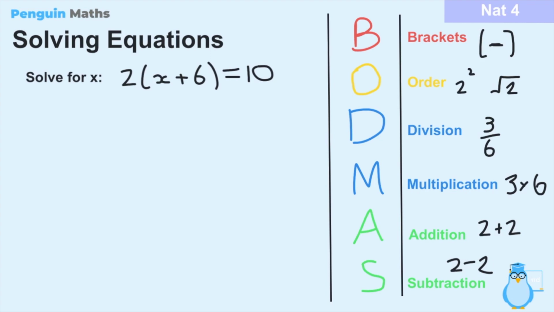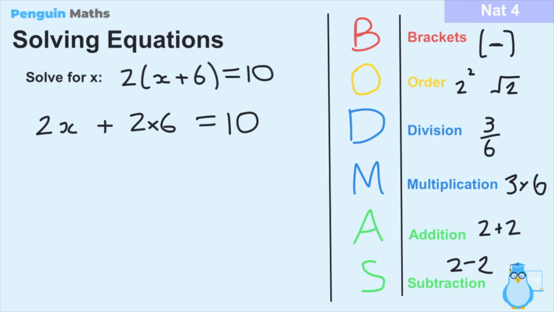So we know straight away we have this set of brackets, and that is the first thing that we want to get rid of here on the left hand side. To get rid of the brackets, we multiply everything that's inside the bracket, so x plus 6, by the number that's outside the bracket. So that means that we'll have 2x, or 2 times x, and then we have the 2 times 6, and that's equal to 10.